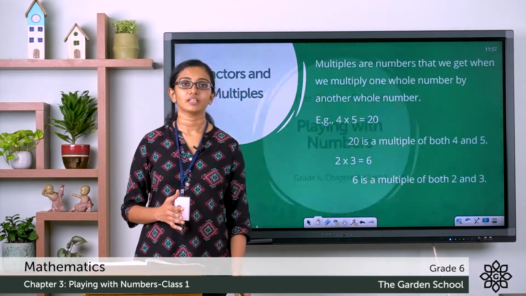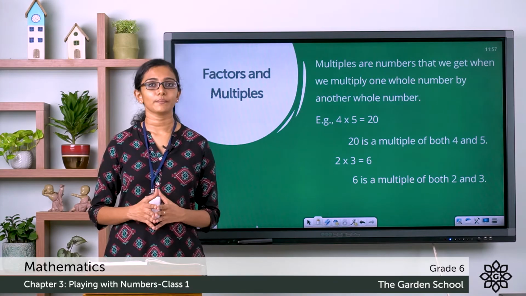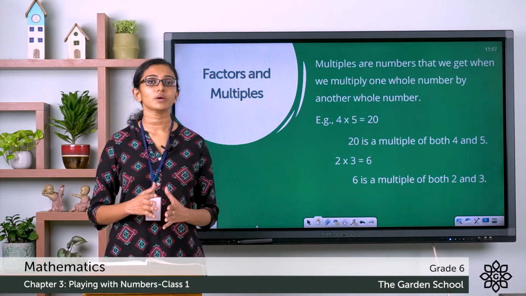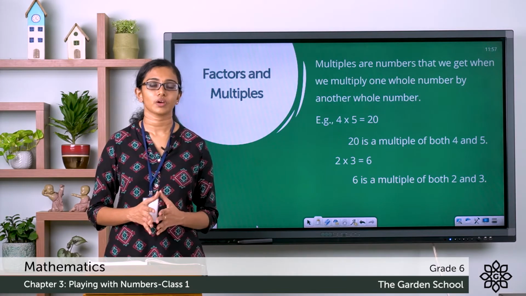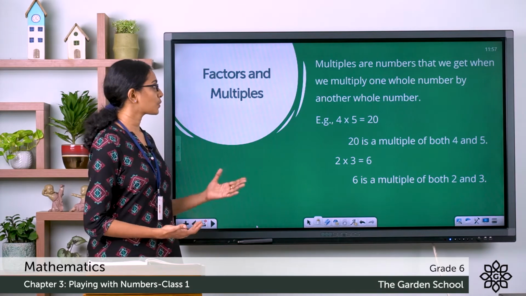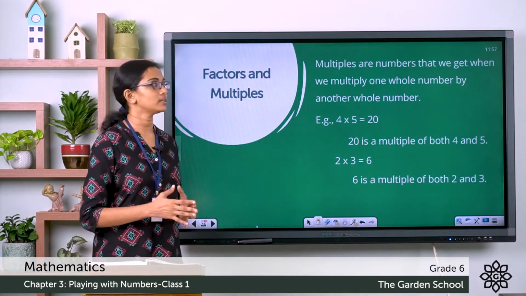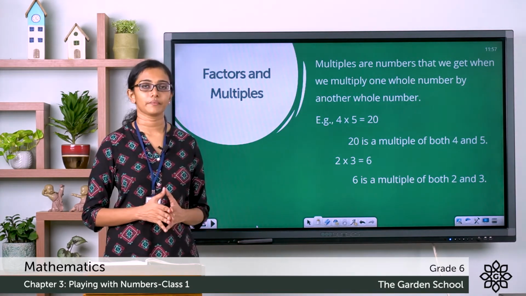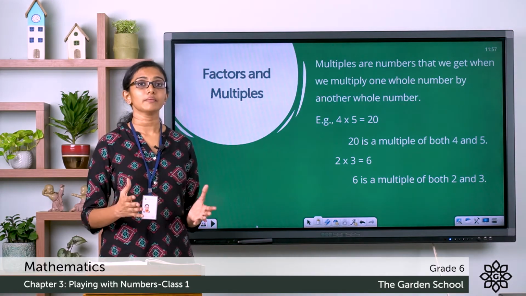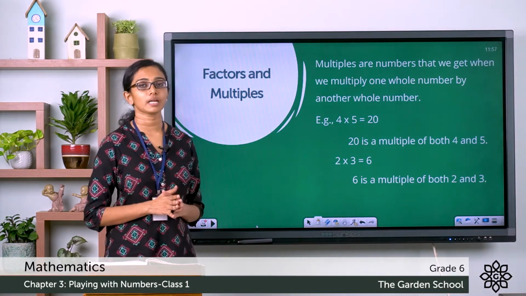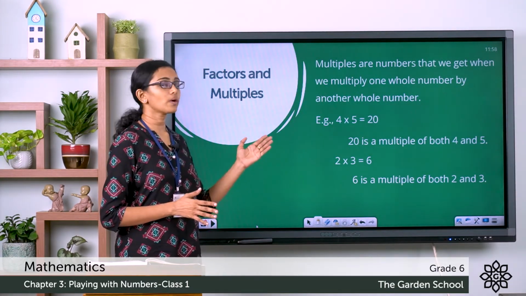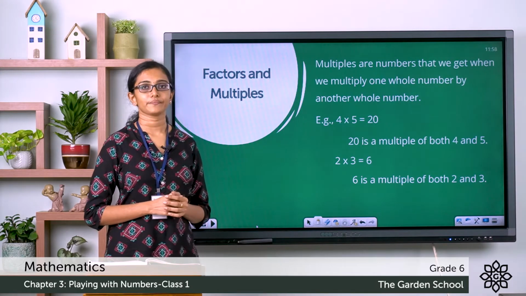What is a multiple? A multiple of a whole number is a product you get when you multiply that whole number with another whole number. Or you can say multiples are numbers that we get when we multiply one whole number by another whole number. Or in short, you get multiples of a number by multiplying the given number with another number. For example, here 4 into 5 equals 20.